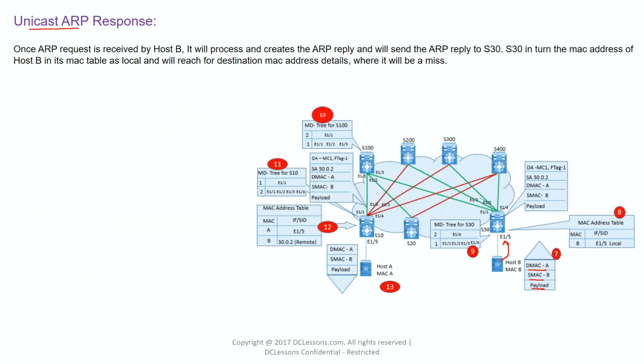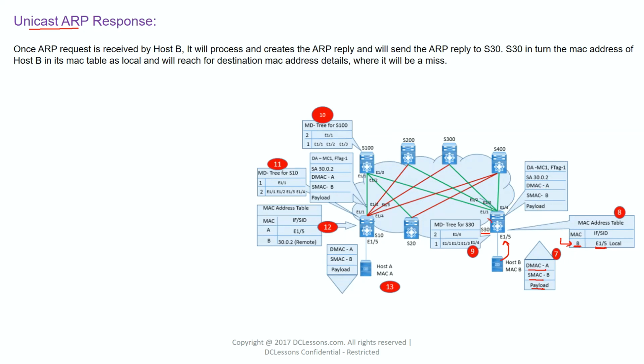Now, once the packet reaches switch 30, it will add the MAC address B that is connected to ETH 1/5. Now, it will also check where the destination A is connected, but in its MAC address table, MAC A is not learned. So it will treat this packet as an unknown unicast ARP response, and then it will decide to forward it to all interfaces.